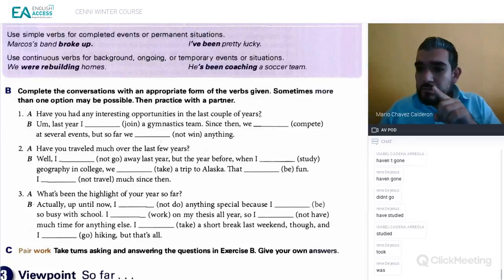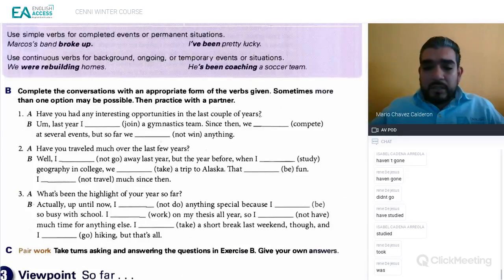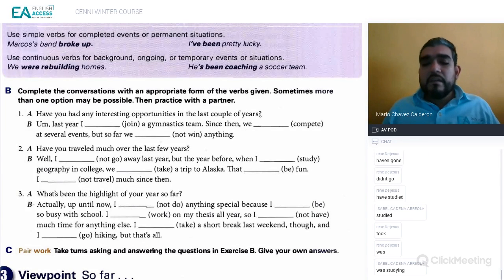What is the background situation? What is the situation that happened in a period of time? Study geography or take a trip? Yes, the background situation is study geography. So it's when I was studying geography in college, we took a trip to Alaska. Yes.